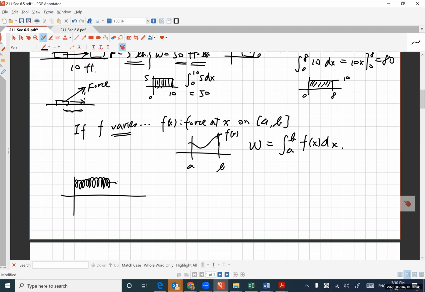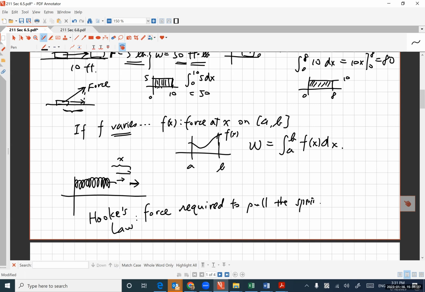Now, a good example of this varying force would be a spring. Let's say you have this spring and you are pulling it. A physicist by the name of Hooke, H-O-O-K-E, came up with this property, which is called Hooke's law, and you may be familiar with that. Basically, the force required to pull the spring, to elongate the spring, at elongation x is equal to k times x. Elongation is how much longer the spring is compared to when no force is applied to it.